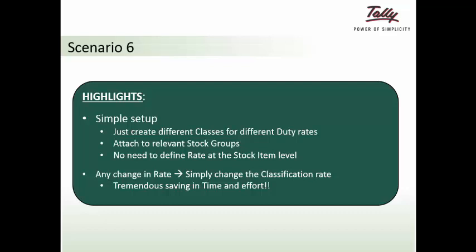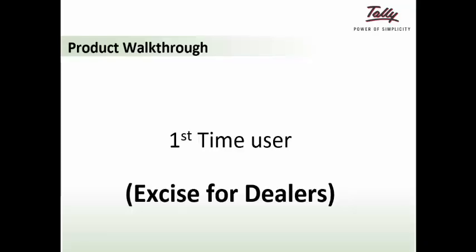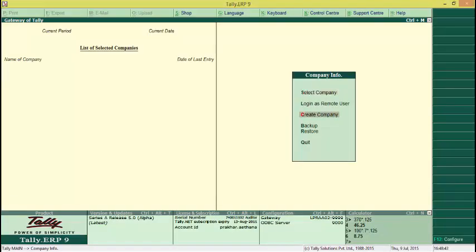Imagine a case where the rate changes for a group of items. This facility of classification will enable you to change the rate at one go, saving time and effort. Now, let us see how simply a first-time user can set up Excise for dealers and start using Release 5.0 in minutes. We will create a new company.